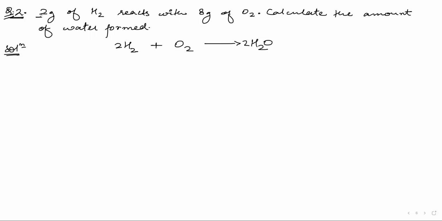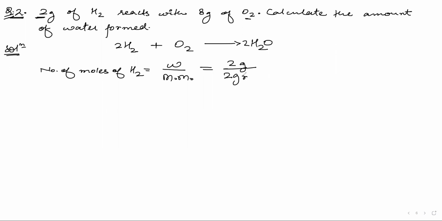Now the next step is to calculate the number of moles of H2 and the number of moles of oxygen. Number of moles of H2 is equal to the given mass by molar mass. What is the given mass of H2, Reba? Yes, 2 grams. What is the molar mass of H2, Reba? 2 grams per mole. So grams and grams will cancel out each other, and you will get 1 mole. Okay, Abhinav, can you tell me the number of moles of O2?